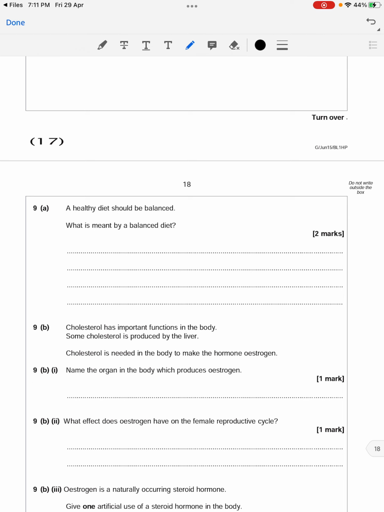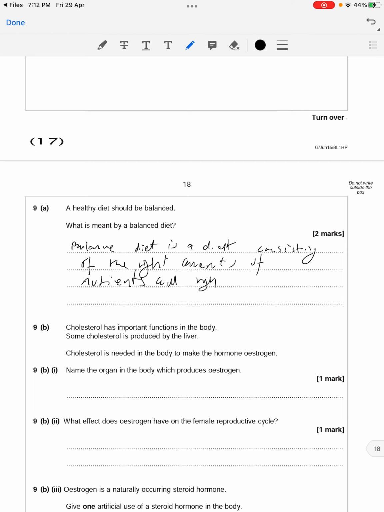What is meant by a balanced diet? So a balanced diet is a diet consisting of the right amounts of nutrients and the right amounts of energy.